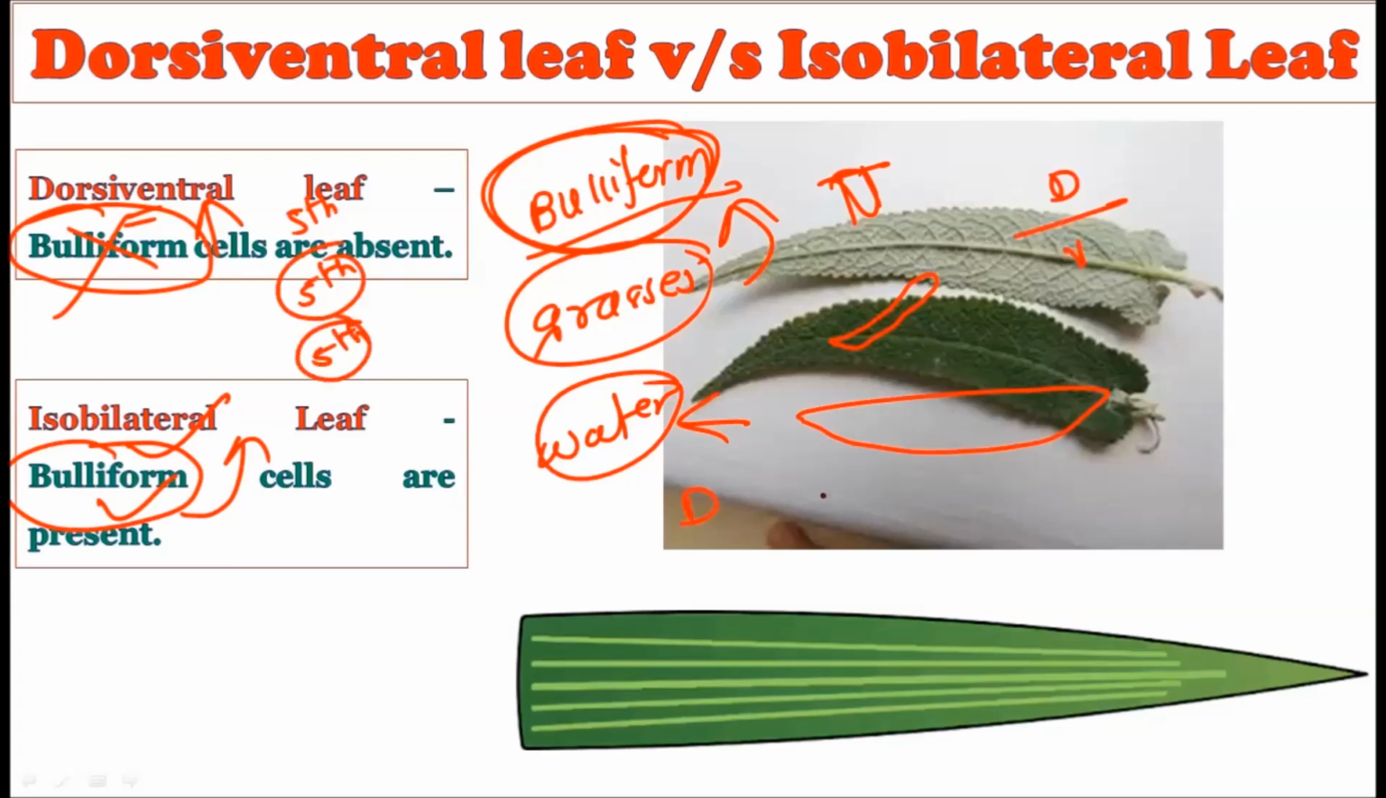So whenever you talk about the dorsoventral leaf and the isobilateral leaf, these are the five differences which make them different from one another. So this is all about this topic.